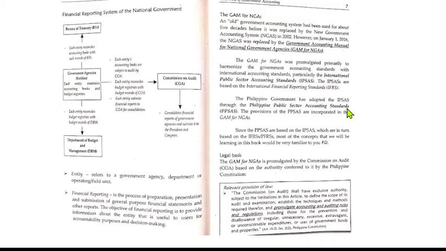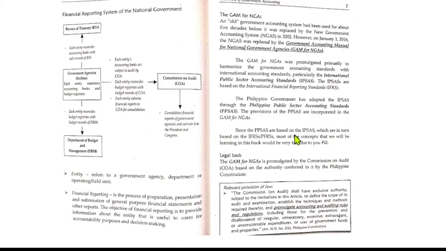'Di ba? Normally, lahat ng ina-adapt nating standards ay kinokopya natin verbatim at pinapalitan lang natin yung mga international words to Philippine. Kaya nga itong IPSAS ay ginawa nating Philippine Public Sector Accounting Standards na essentially ay parehas. So ano ang ginagamit natin ngayon? The provisions of the PPSAS are incorporated in the Government Accounting Manual.